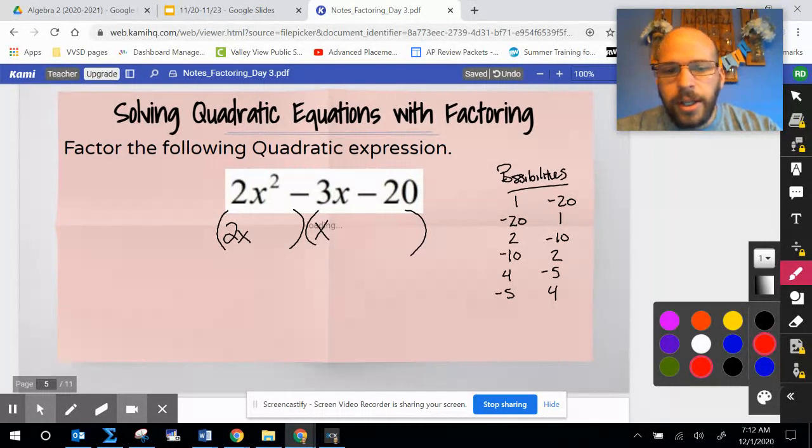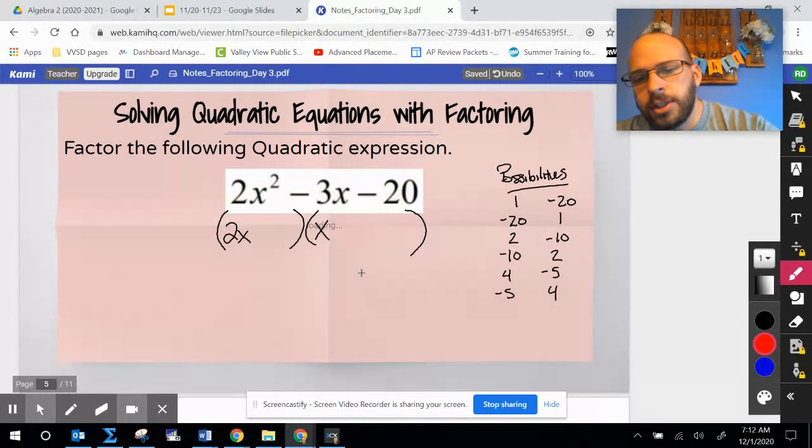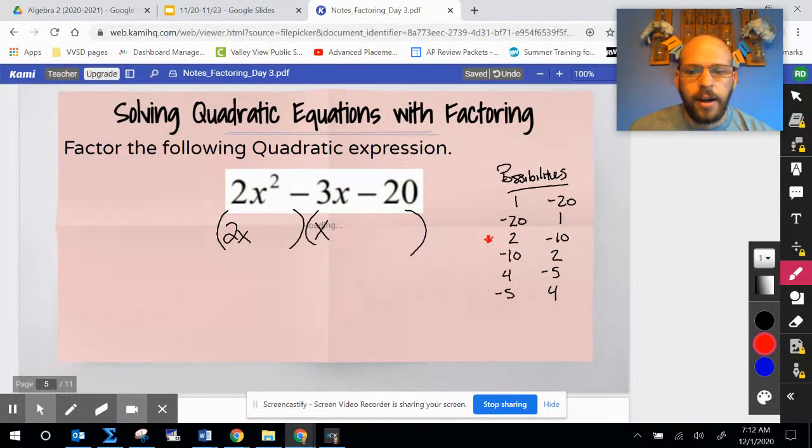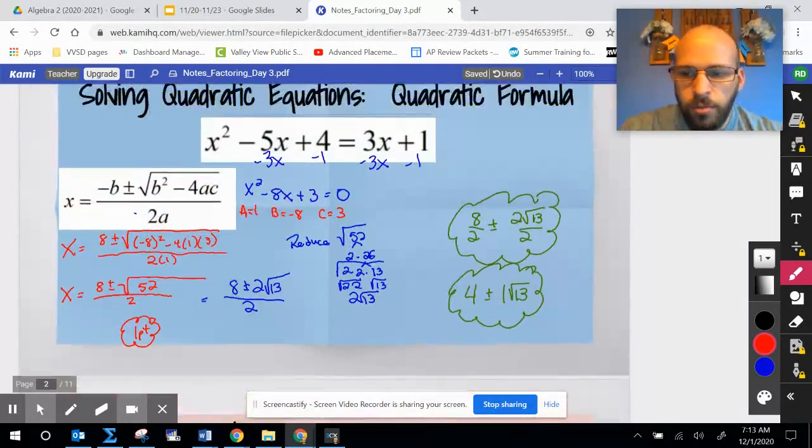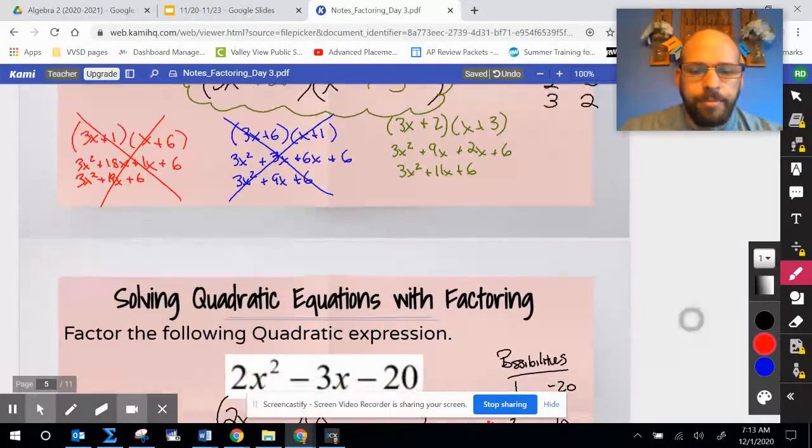Now, I'm looking at those 20s, and those are looking like pretty large numbers. So I'm going to start down here because I think those will be a little better. I want to figure out which one of those works. I can always go back up to the ones at the top, but I think those are going to be a little too big. Oh, sorry about that, guys.